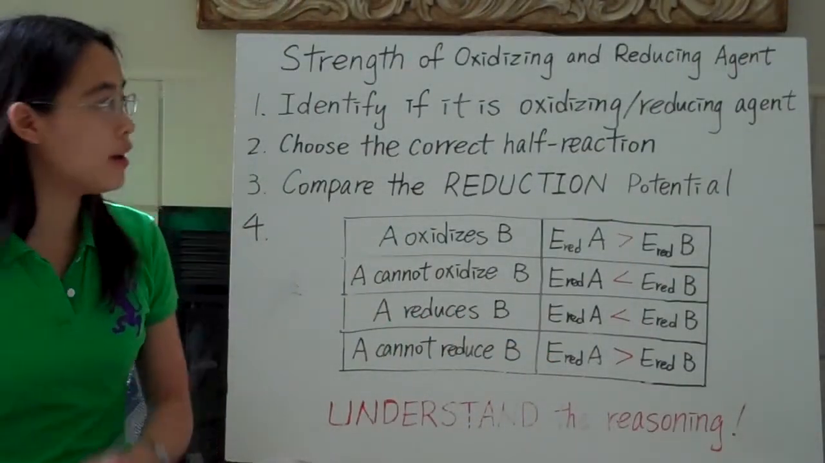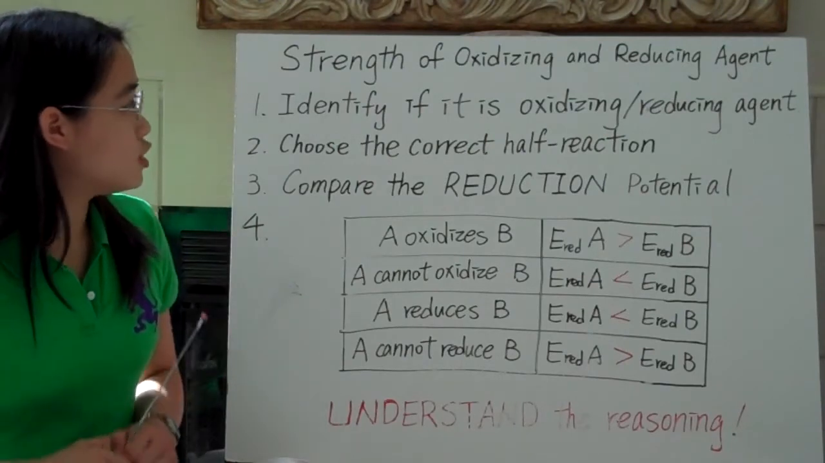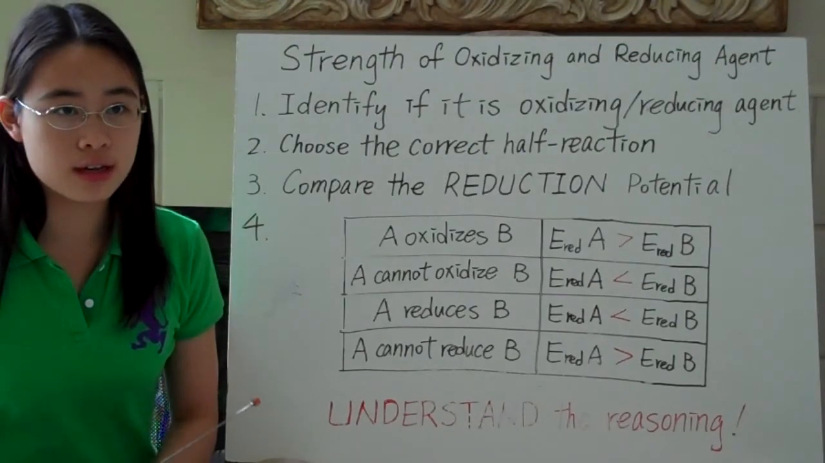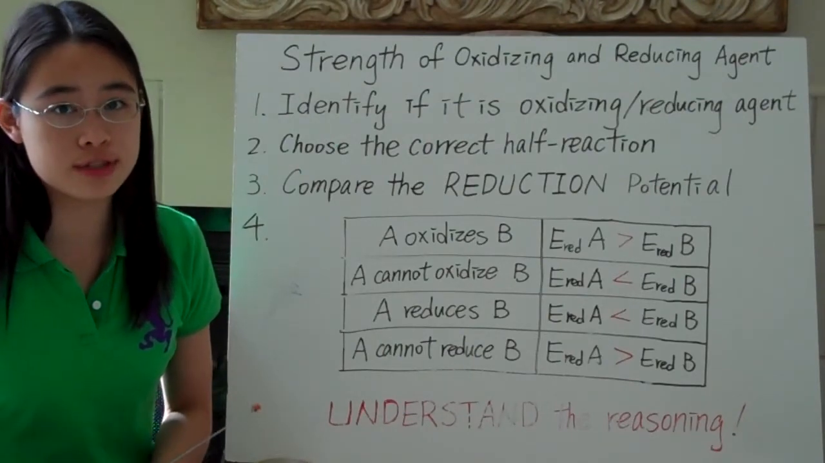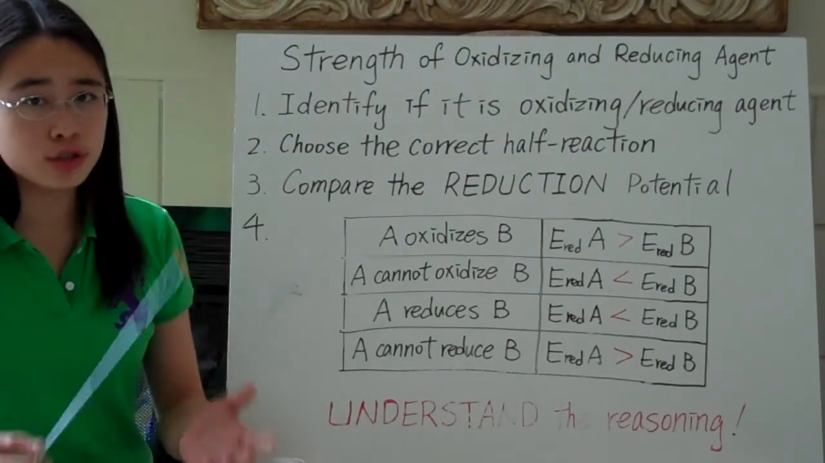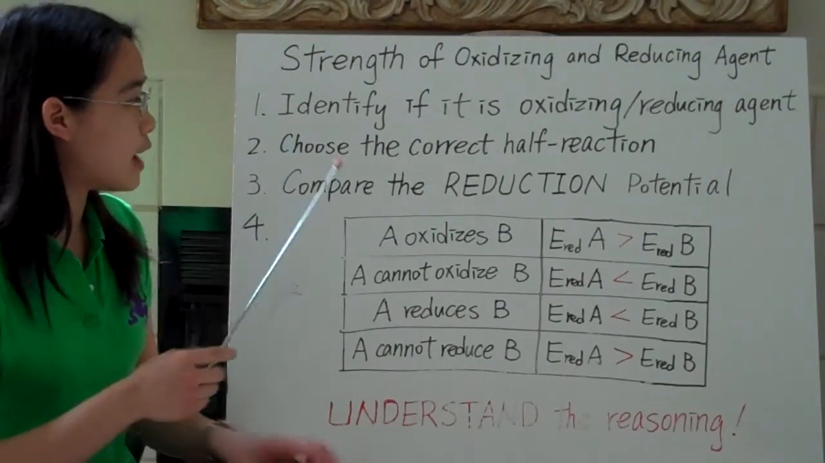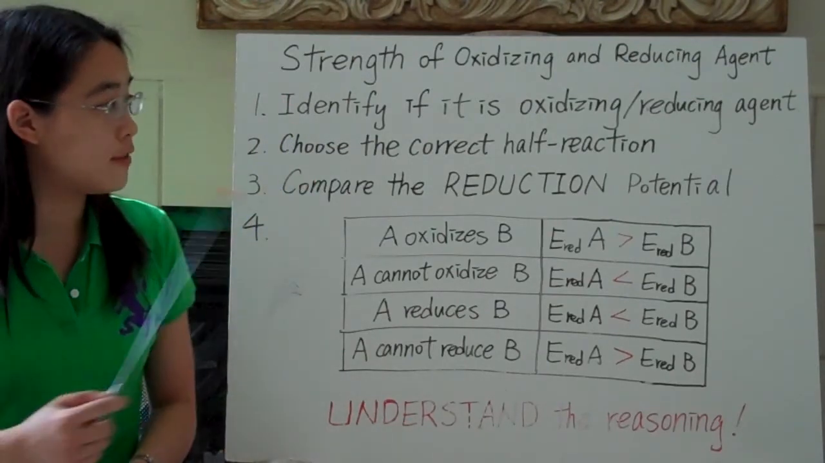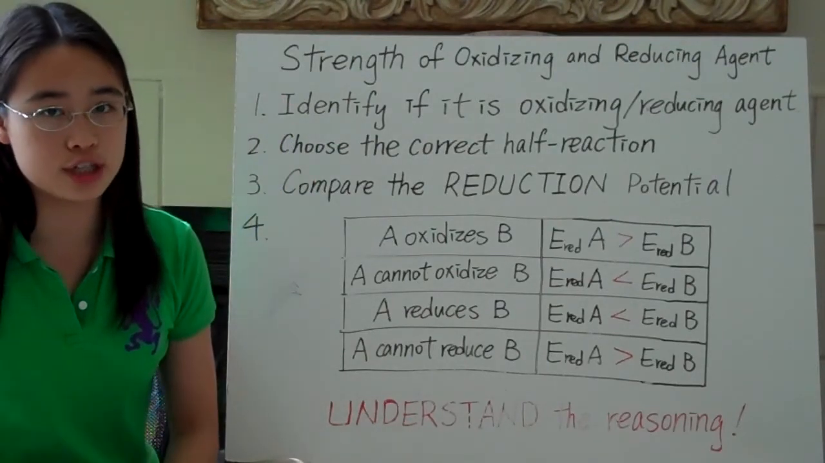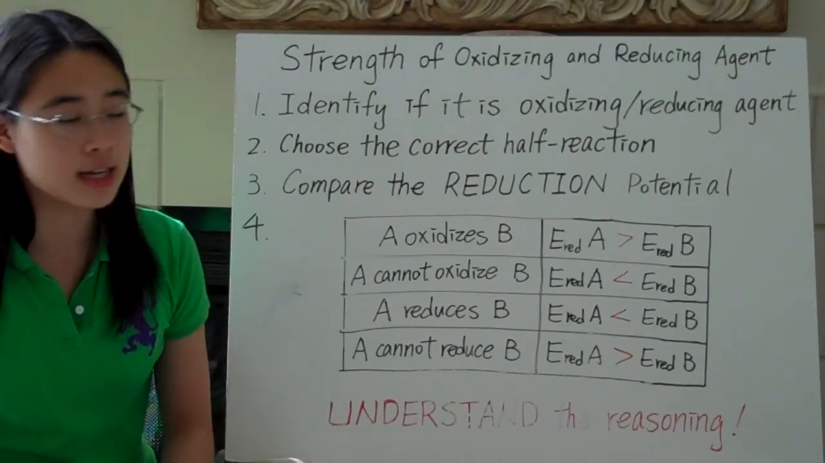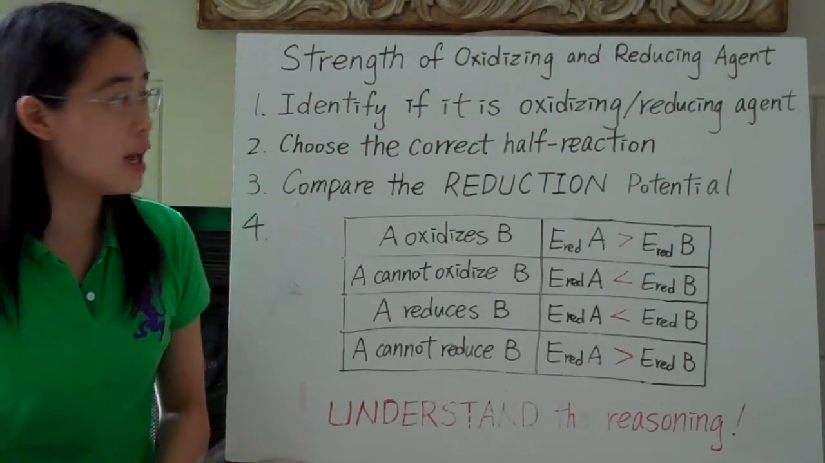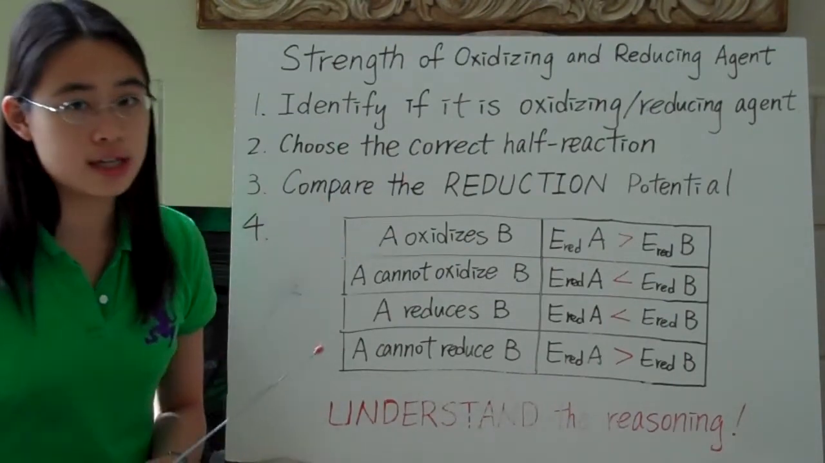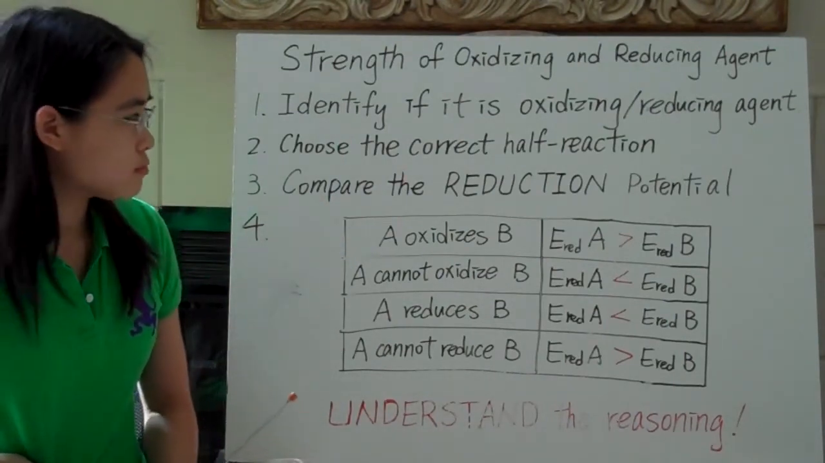We can compare the two metals by their ability to be oxidized or reduced by others. To do so, we have to first identify if it is an oxidizing or reducing agent. Why is it so important? Because the oxidizing agent is on the left side of the reaction, and you will know that the reducing agent is on the right side of the reaction.